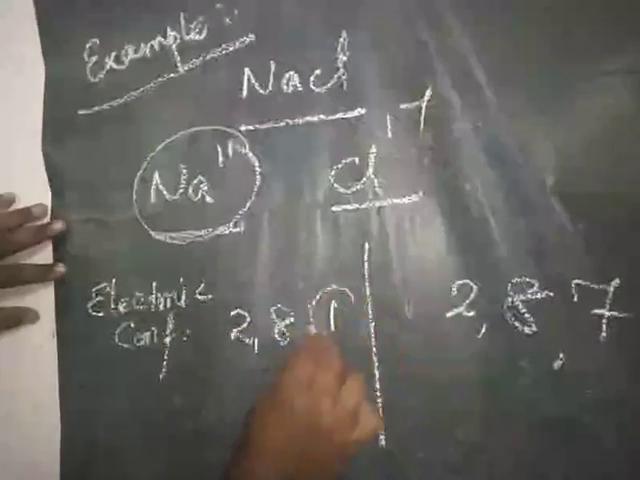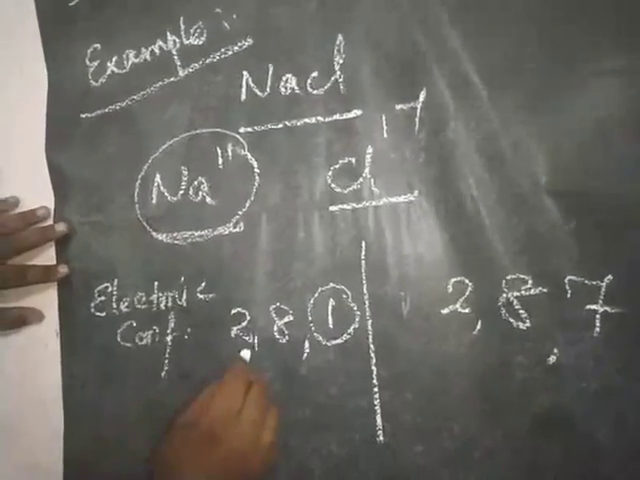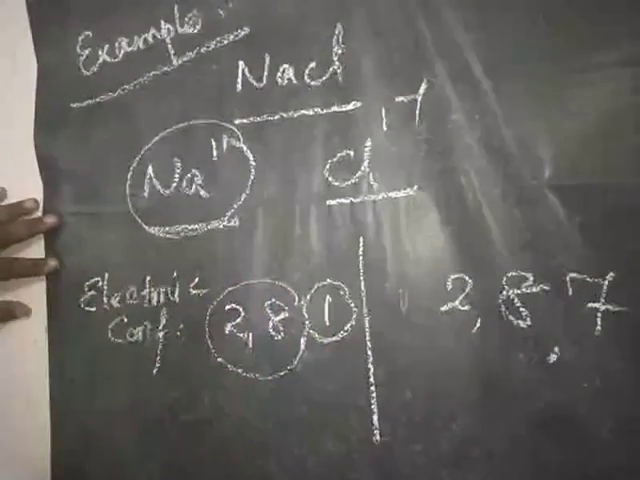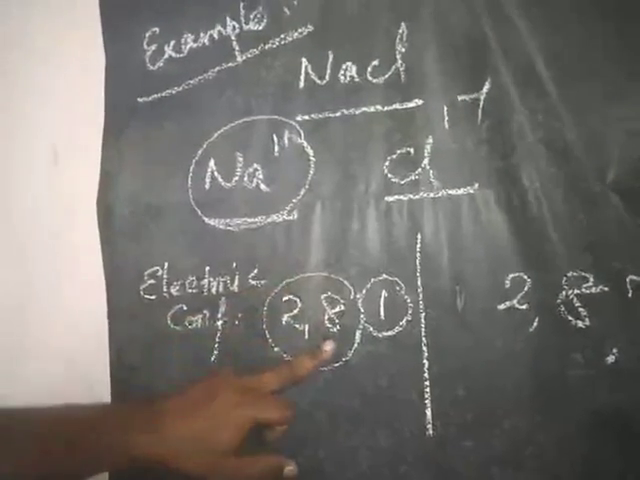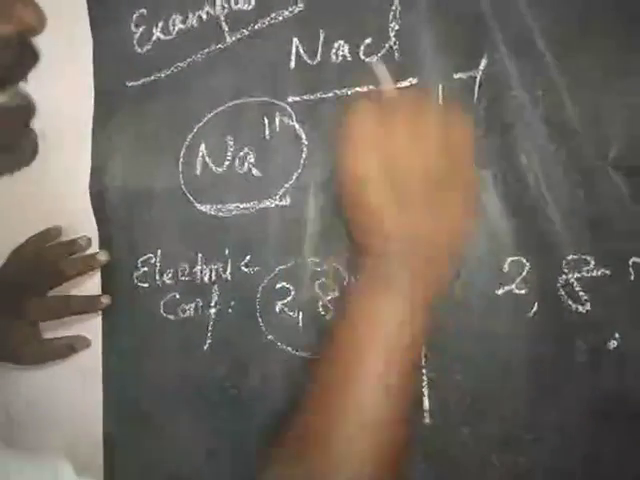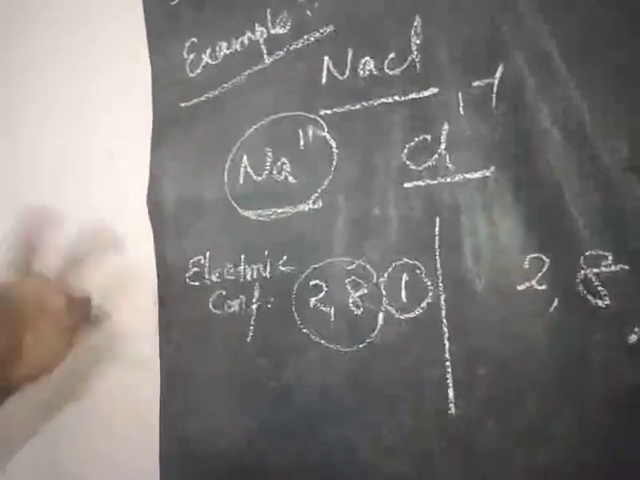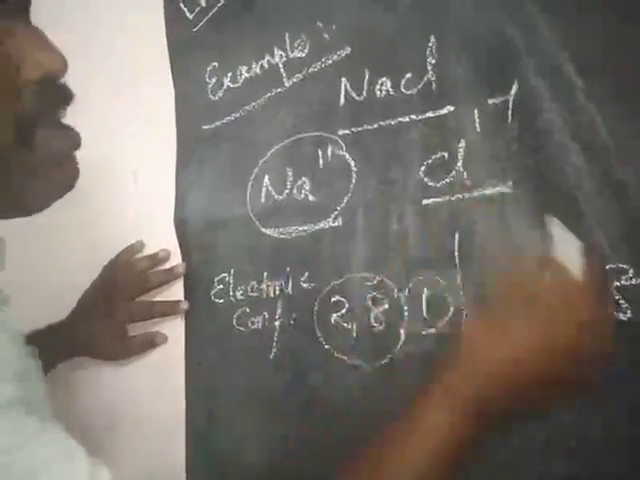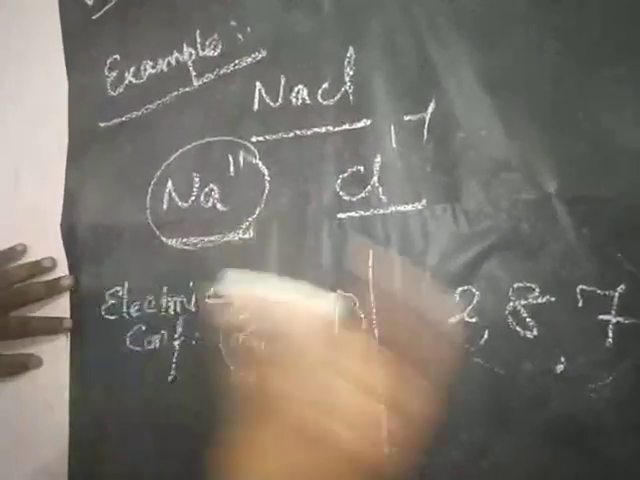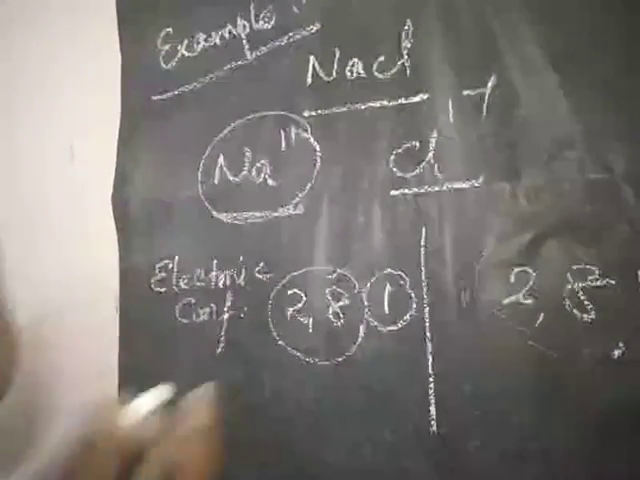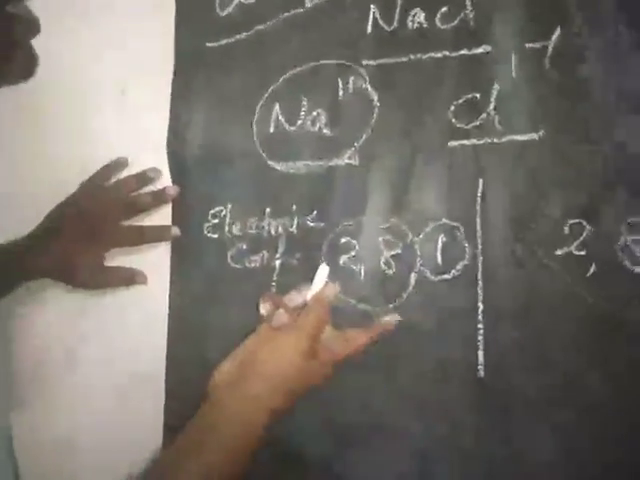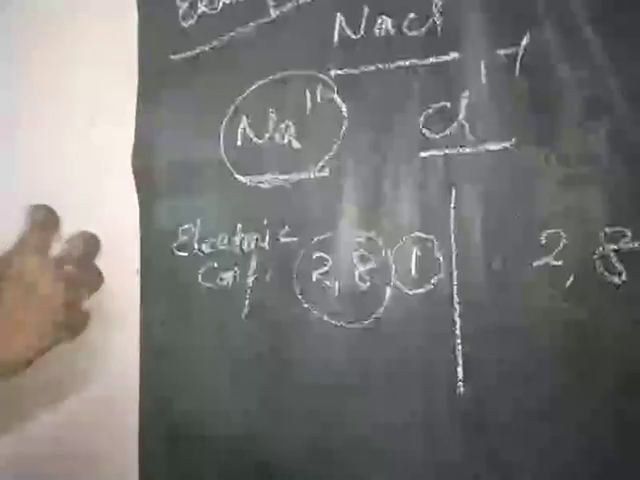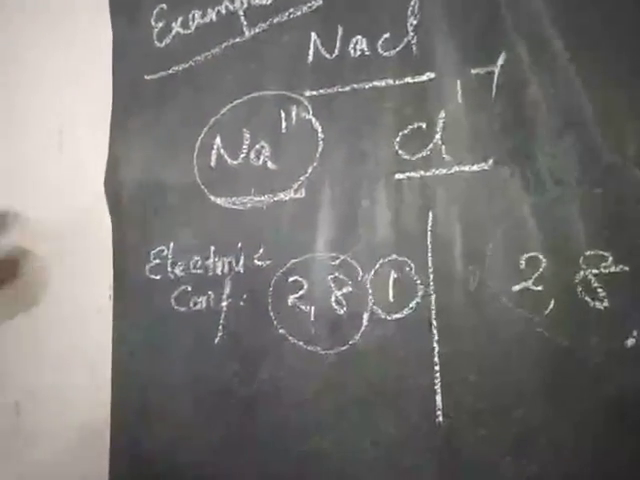When the sodium atom loses one electron, it forms a stable electronic configuration. A stable electronic configuration is when an atom contains 8 electrons in the outermost shell, that is the rule of 8 or octet rule. In the same way, when the chlorine atom accepts one electron, it becomes a stable electronic configuration. Here which atom is donating the electron? Sodium. Which atom is accepting the electron? Chlorine.